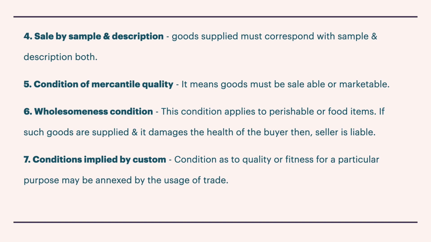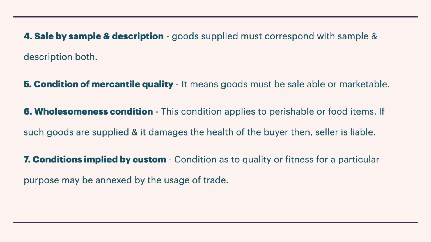Number 4, sale by sample and description. Goods supplied must correspond with both sample and description. So the fourth thing is, either you're selling by sample or you're selling by description. The bulk order of goods that you're receiving must match with both the sample that you have shown and the way that you have described the commodity.